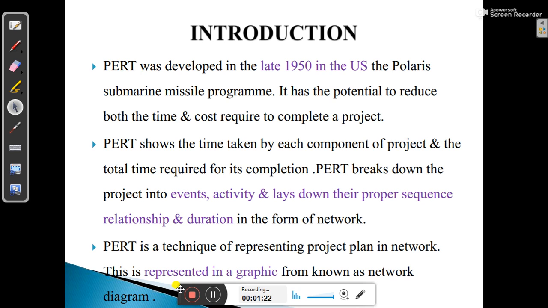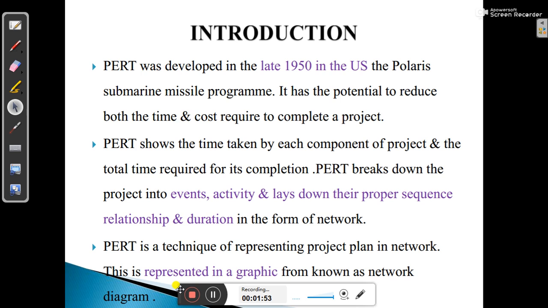So actually Pert shows the time taken by each component of a project and total time required for its completion. Try to understand this. Pert shows the time taken by each component of project, total time required for its completion. Pert breaks down the project into events, activity, lays down their proper sequence, relationships and duration in the form of network.